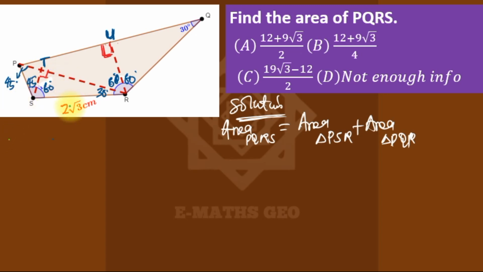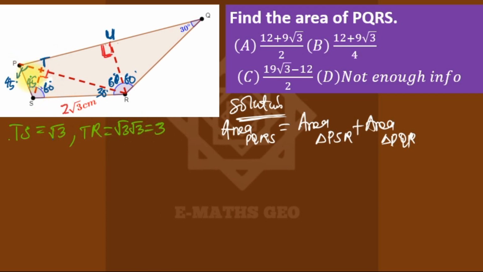So since here is 2 root 3, this is a 30, 60, 90 triangle. The one opposite 90 is 2 root 3, so the one opposite 30 will be root 3. From what I've just done here, 30, 60, 90. And TR will be root 3 times root 3, that's root 3, which is 3. That's the one opposite 60, which is the side opposite 30 times root 3. So root 3 times root 3, 3.